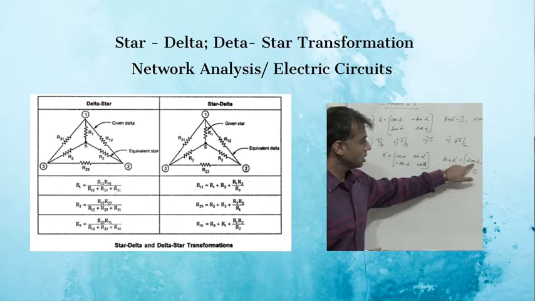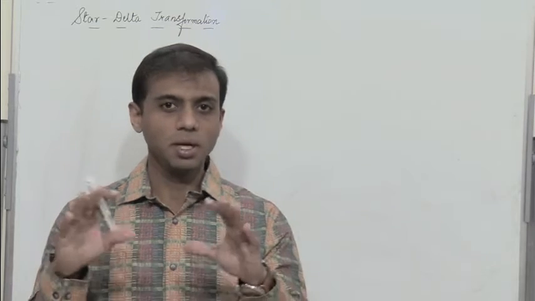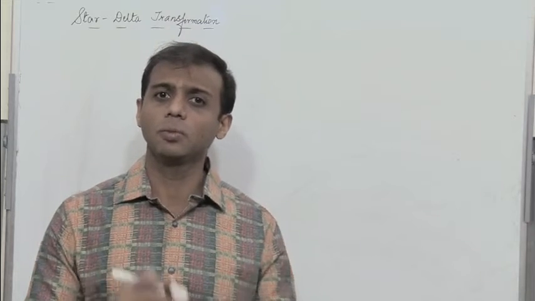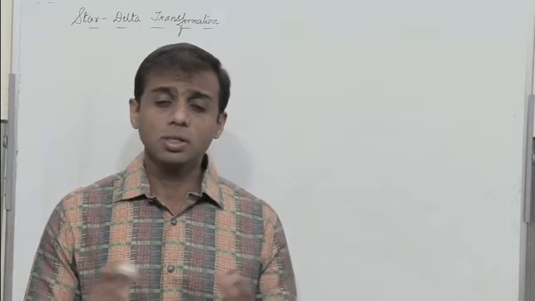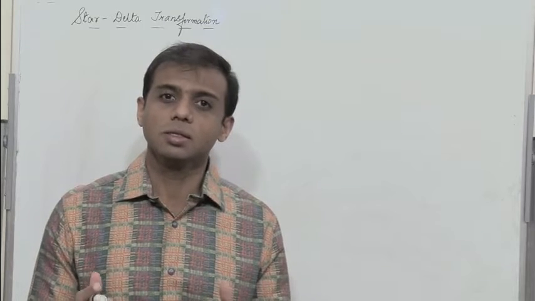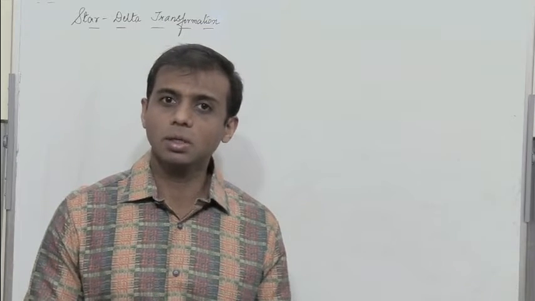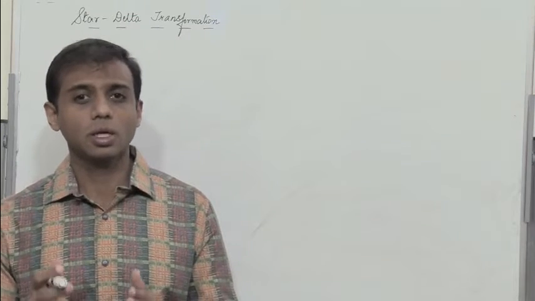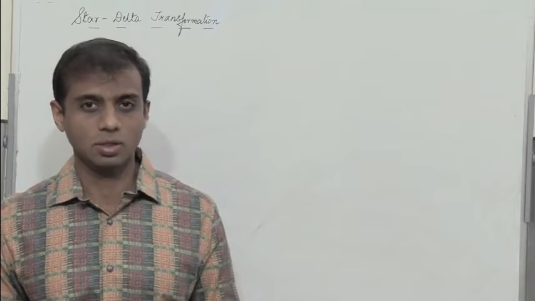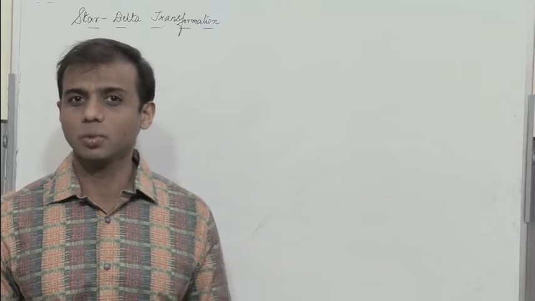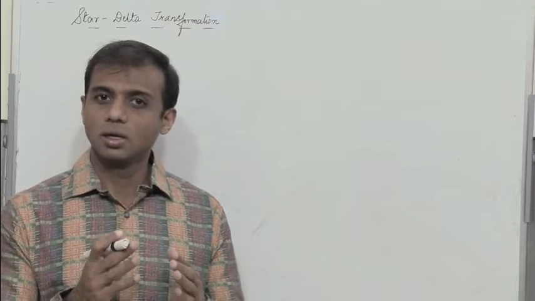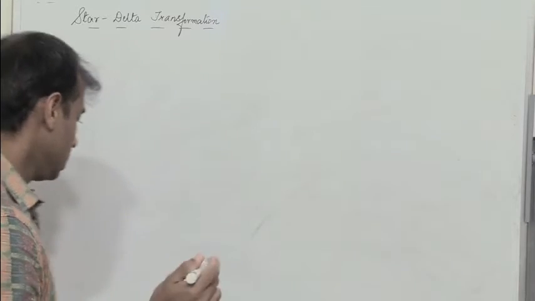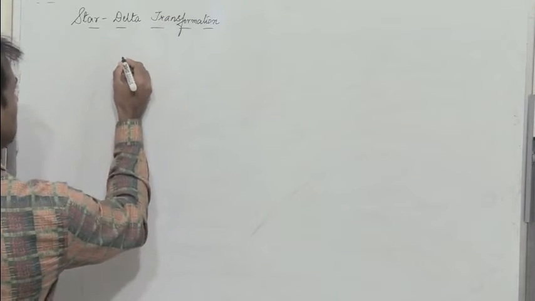In simplifying an electric circuit, if impedances are connected in the form of a delta or in the form of a star, then to simplify them, in many cases we need to convert a delta network to a star network or a star network to a delta network so that we can reduce and simplify the electric circuit. So in this video segment we shall see how we can convert a star network to a delta network and vice versa. Now let us assume that we have three impedances.